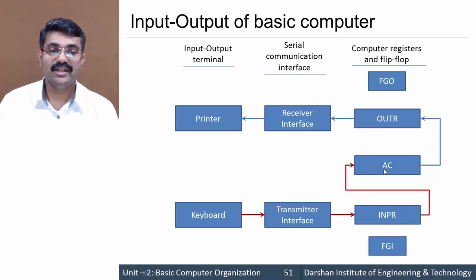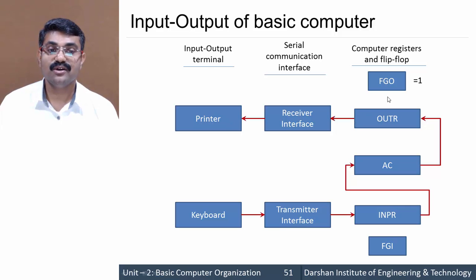Let's see how. From the accumulator, we want to transmit the data to the printer. How does it work? Initially FGO is set to 1. Here you need to remember that when input is being carried out, FGI is set to 0, but when we want to transfer data to the output device, FGO is set to 1. So when FGO is 1, the content of AC is transferred to the OutR register. But still, we cannot transfer the data to the printer, because for sending data to the printer, FGO is set to 0. So now we change FGO to 0, and based on that, the OutR register will send its data to the receiver interface, and through the receiver interface, to the printer.